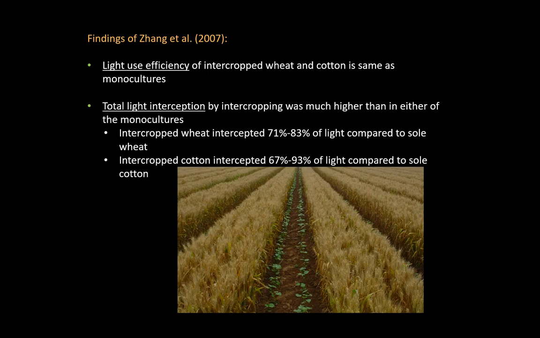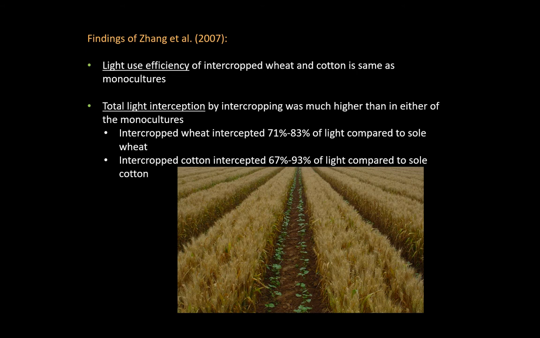Now, if we go back to the wheat-cotton intercropping system, the paper of Jung et al. showed that this high performance, this LER of well above 1.2, could not be traced back to a higher light use efficiency of the intercropped wheat and cotton. It was actually the same as in monoculture. So the light use efficiency, the conversion of radiation into biomass, was not different.